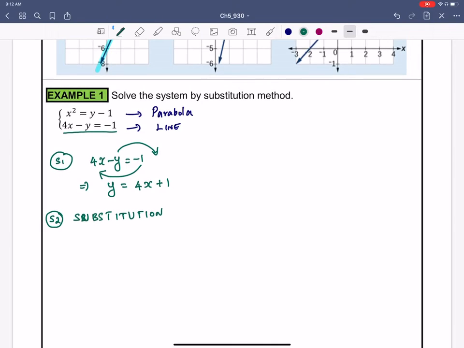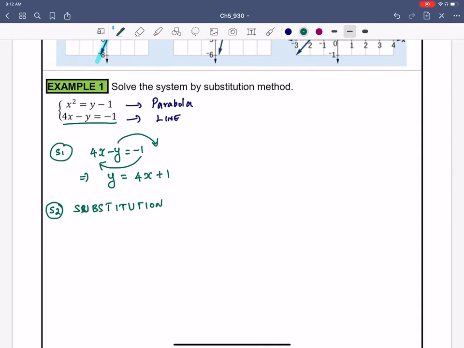I'm going to plug this back into the first equation, the parabolic equation, or quadratic equation. When I do that, x squared is going to remain as is, and then y is going to become 4x plus 1, and then -1 remains as is. As you see now, I can cancel the 1 and 1. So the equation that I have here is x squared minus 4x is equal to 0.